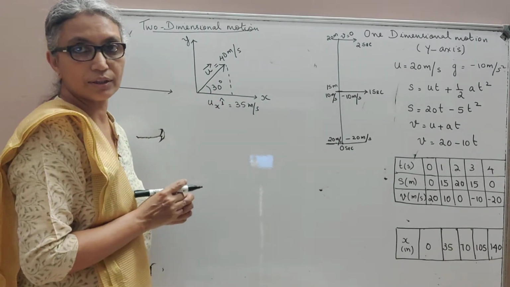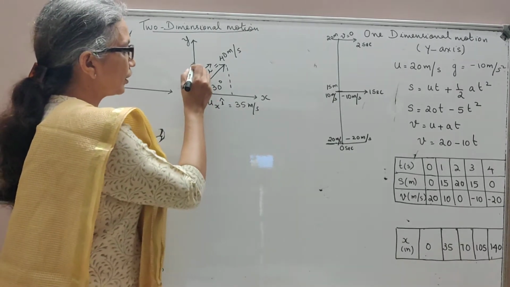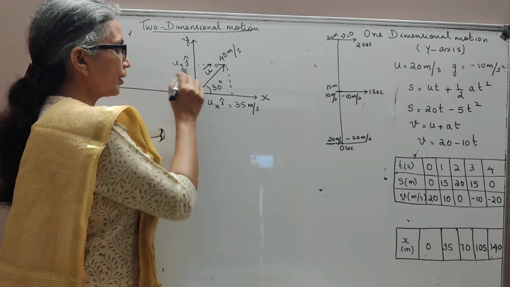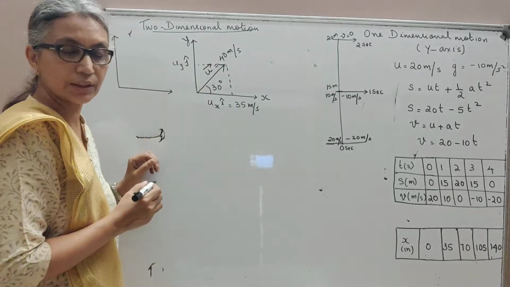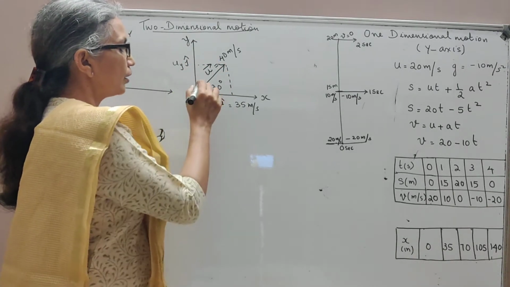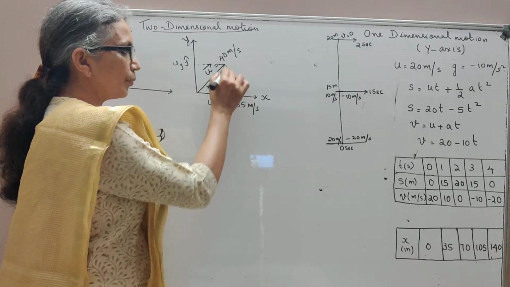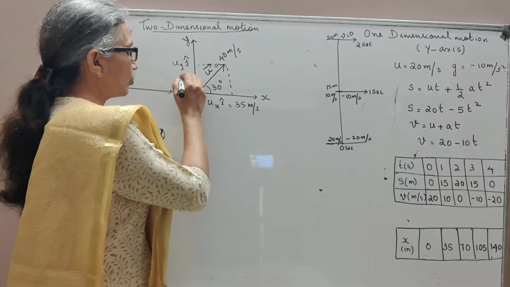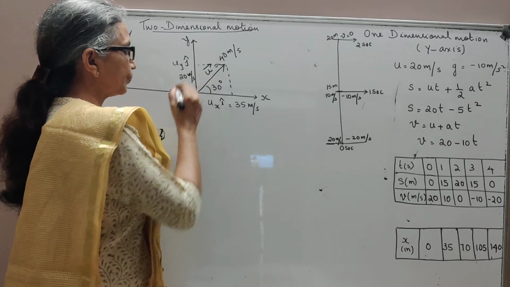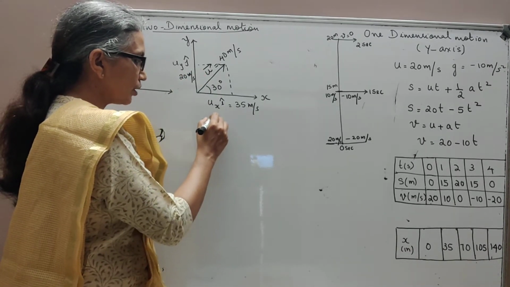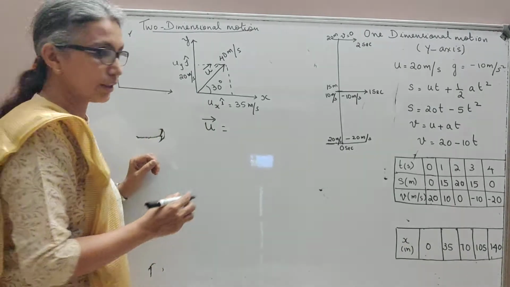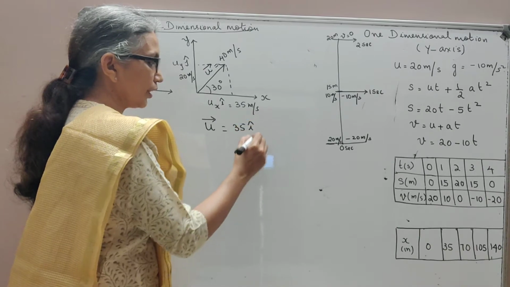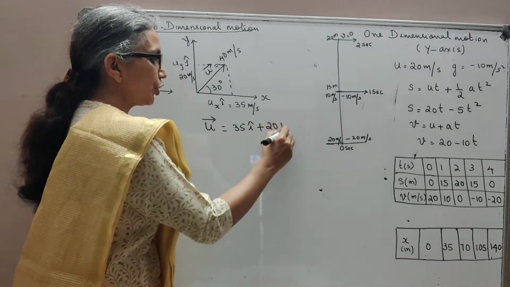40 into cos 30 is root 3 by 2. Same way, if I take this component, which I would call as uy j cap, meaning uy is the component of this initial velocity vector along the y-axis, that will be 40 times sine 30, because that's the opposite side, and sine 30, as you know, is half, and so this will be 20 meter per second. So I may write the initial velocity vector in the component form as 35 i cap along the x-axis plus 20 j cap.